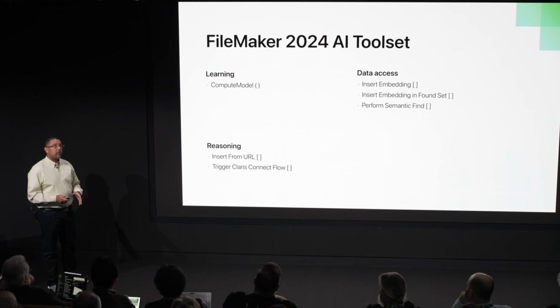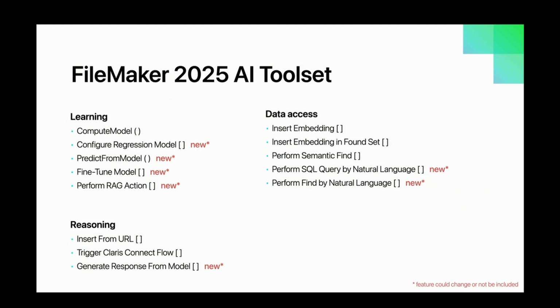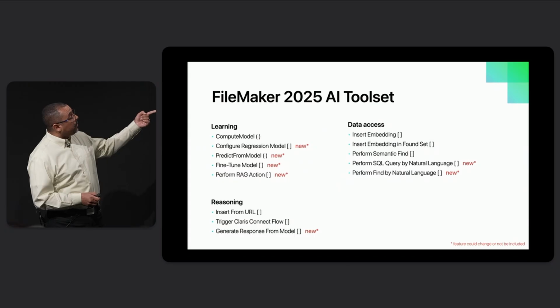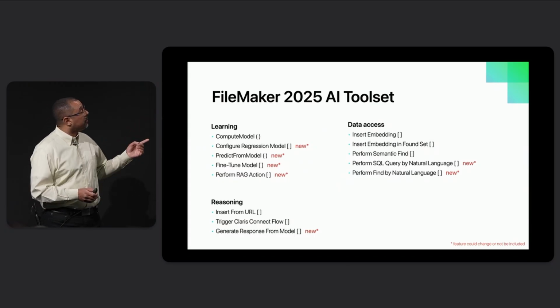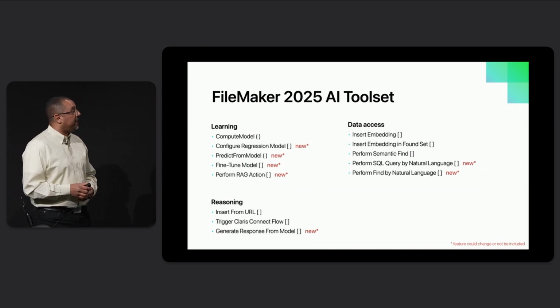With the release of FileMaker 2025 later this year, we're going to round these off and introduce brand new script steps and functions that help bring these layers up to par to where we want them to be. First off, in the learning layer, we're going to have a new script step, Configure Regression Model. This will allow you to create predictive models using your own data so that you can do predictive analysis. And then Predict From Model will allow you to use those models that you just created and predict data from them.